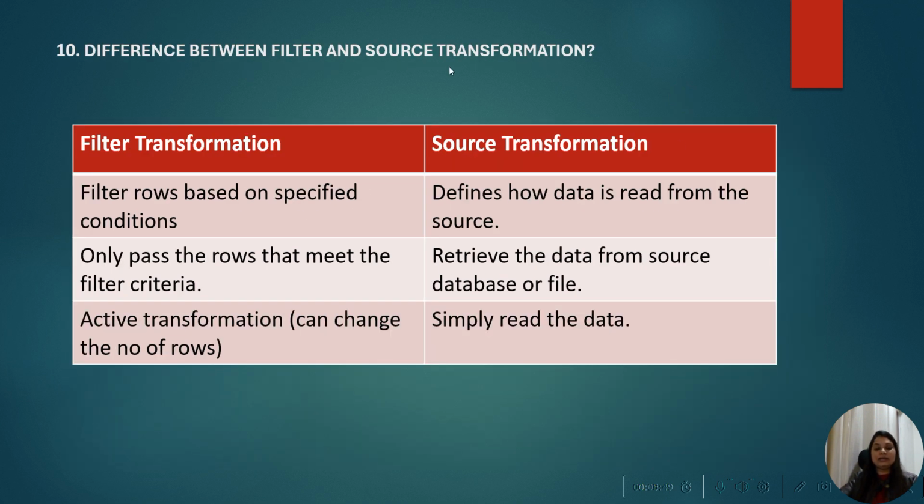Difference between filter and source transformation. In the filter transformation, rows are filtered based on the specified condition. Source transformation defines how data is read from the source. Filter transformation only passes the rows that meet the filter criteria, and source retrieves the data from the source database or file. So filter transformation is an active transformation because it can change the number of rows, but source transformation simply reads the data.